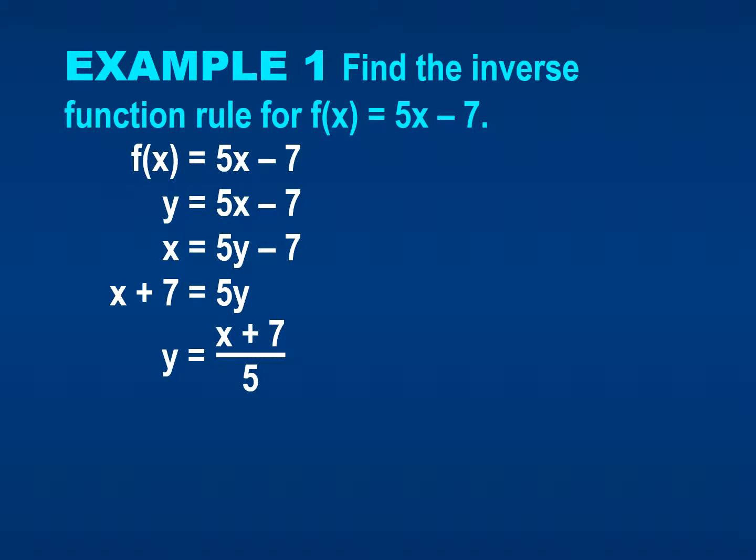Then I'm going to look at this. I'm going to look at y equals x plus 7 divided by 5. I know that's linear because it has the power of 1, so I'm going to go ahead and write it into mx plus b form. So I get 1/5 x plus 7/5, and that's a function. So I'm going to replace the y with f inverse, or f to the -1 of x. Instead of f of x, I have f inverse of x.